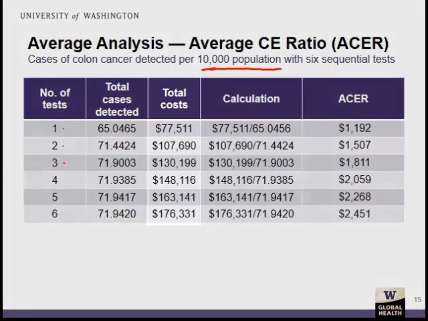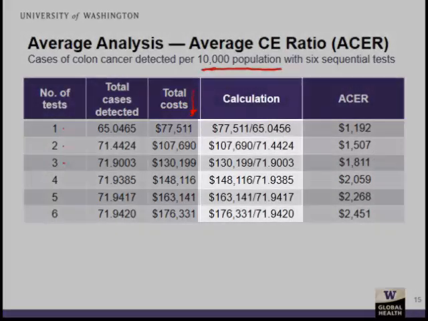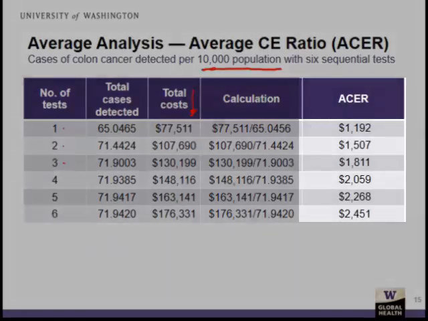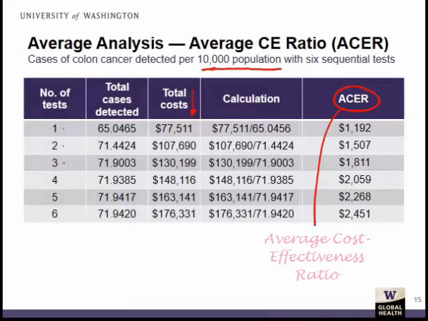And the costs of detecting those, you have those different numbers in this column. And the calculation is simply the cost divided by the number of cases, and the result here is the average cost effectiveness ratio. As you can see, you have $1,100, $1,500, $1,800, $2,000, up to $2,451. So this was an average analysis.